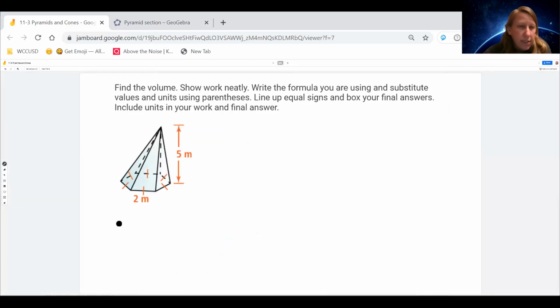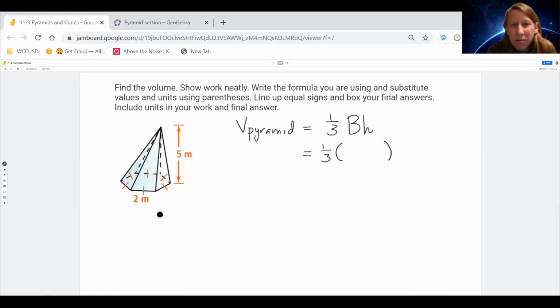Okay, so this is our hexagonal oblique pyramid, and we're not going to worry about it being oblique, and we're just going to do this problem. So we know that the volume of the pyramid is a third of the base area times the height. The hardest part about this problem is that we kind of skipped the section where we learned how to find the area of regular polygons.